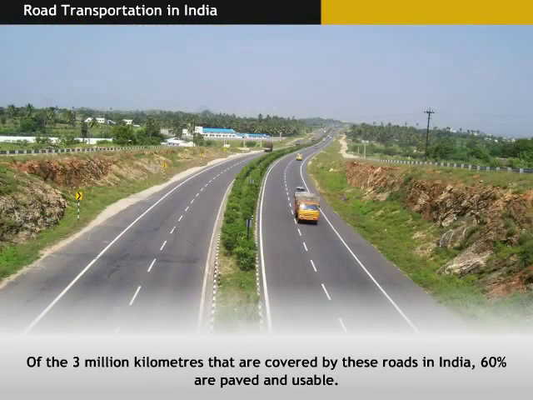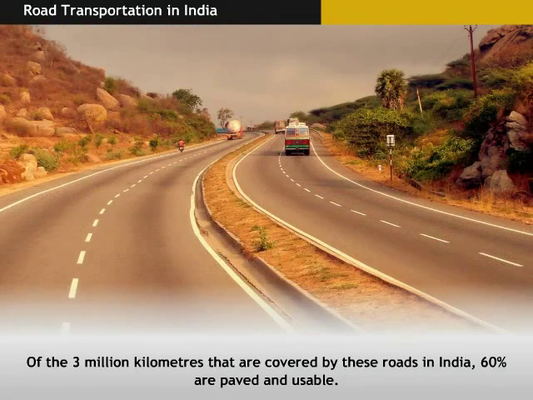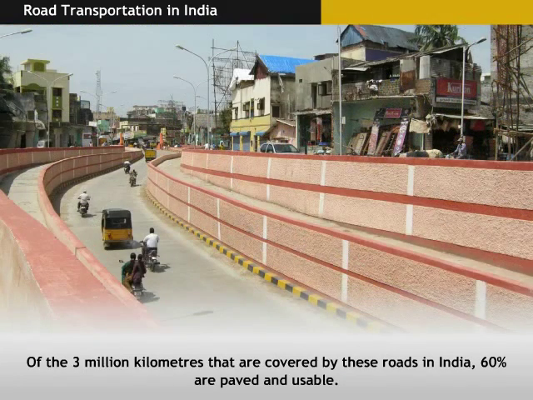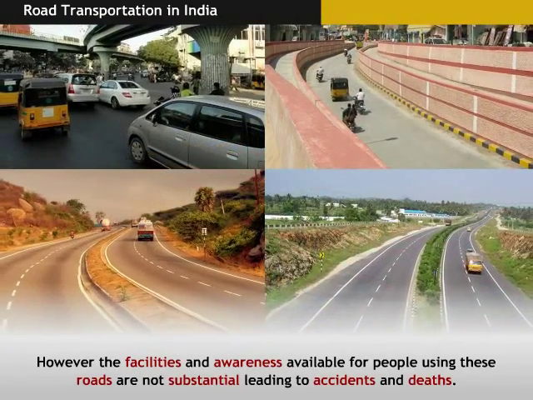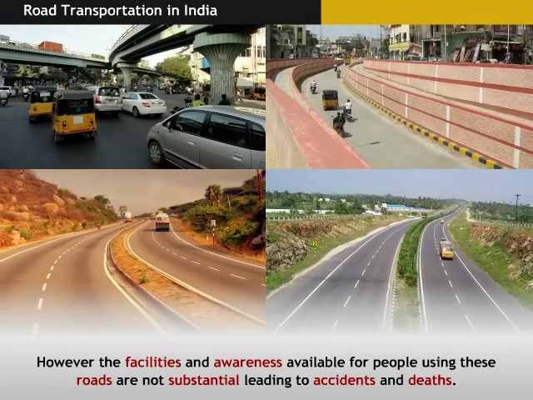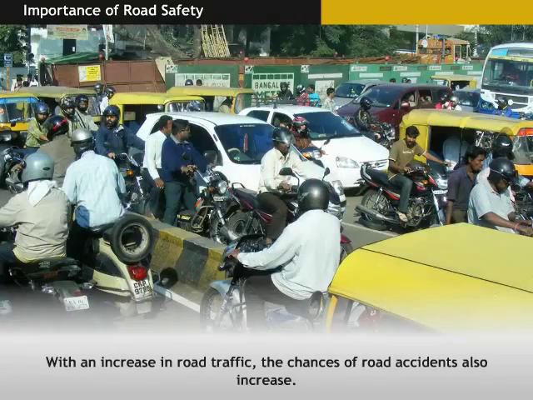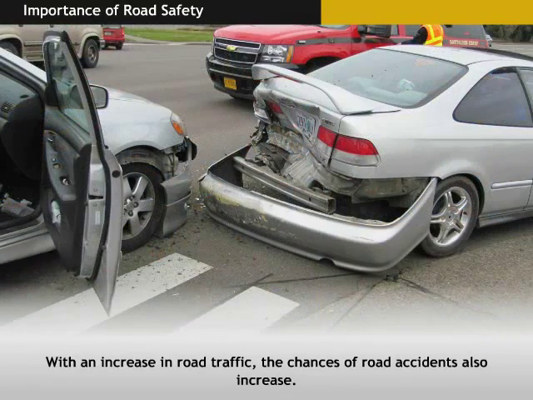Of the 3 million kilometers that are covered by these roads in India, only 60% are paved and usable. However, the facilities and awareness available for people using these roads are not substantial, thus leading to accidents and deaths. With an increase in road traffic, the chances of road accidents also increase.